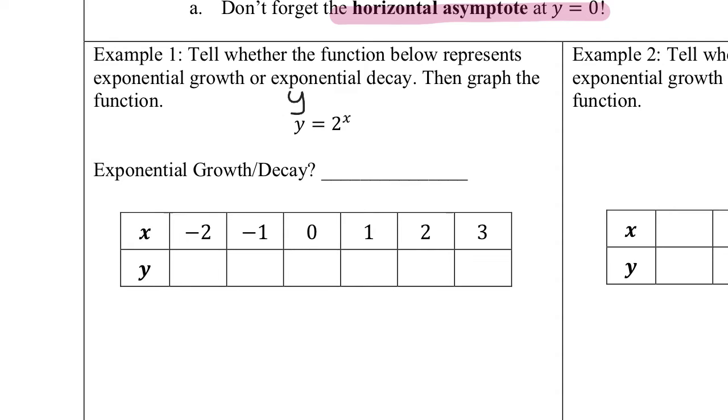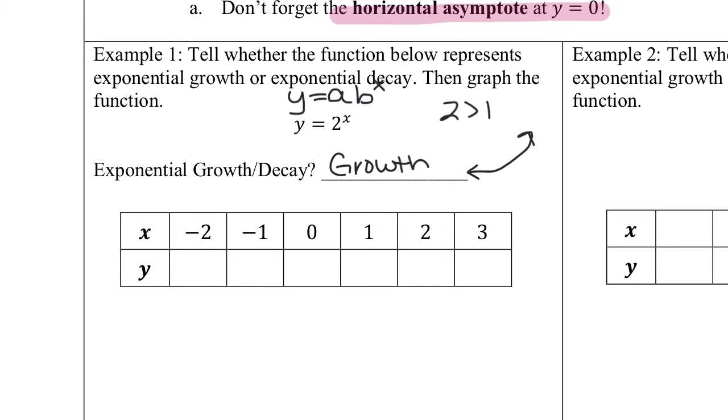So we have y equals ab to the x. Well, the b value is a 2, and 2 is greater than 1, so that means we actually have exponential growth. So that means our graph will be increasing from left to right. So since we're increasing from left to right, I want more positive values than negatives as far as the x's go. So I only have 2 negatives and I got more positives because that's where the majority of my graph is going to be.